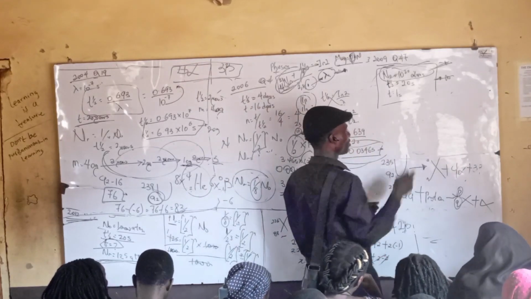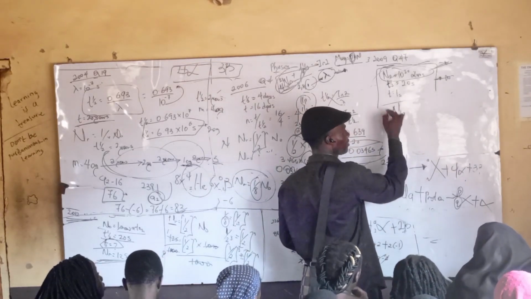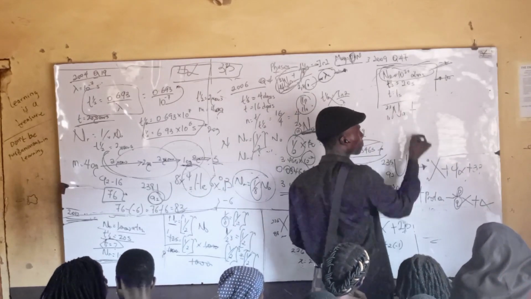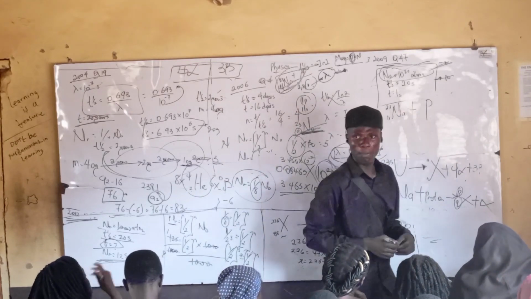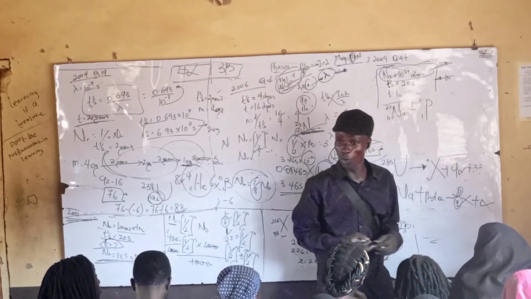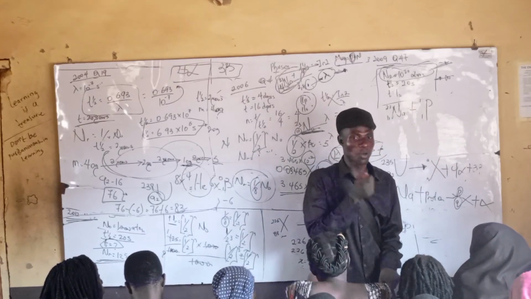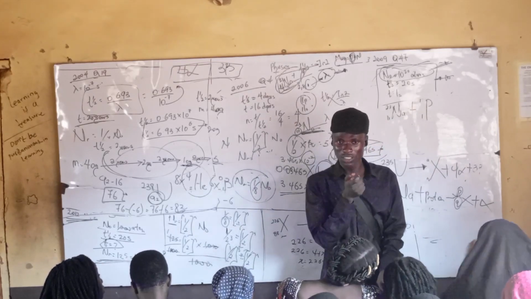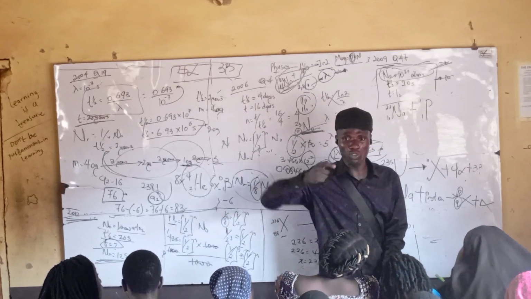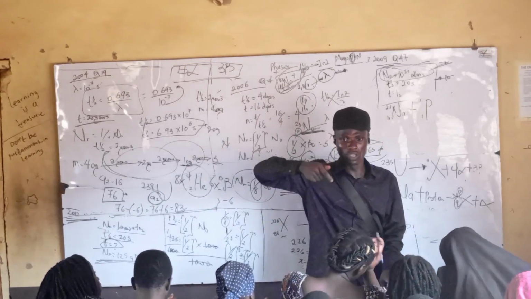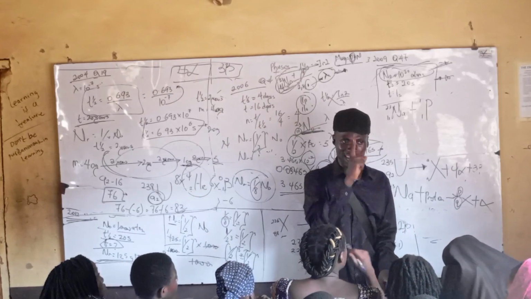Sodium. Sodium is 11 and 23. Yes or no? Yes. Plus proton. Proton is 1. Why is proton 1? I say atomic number is number of proton. Yes or no? Yes. Mass number is what? Proton plus neutron. Add proton and neutron.